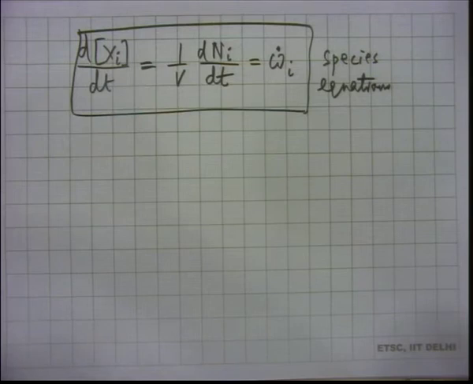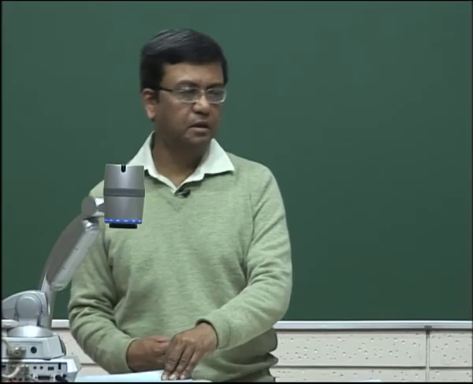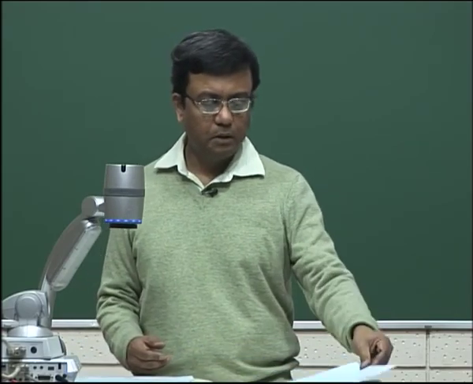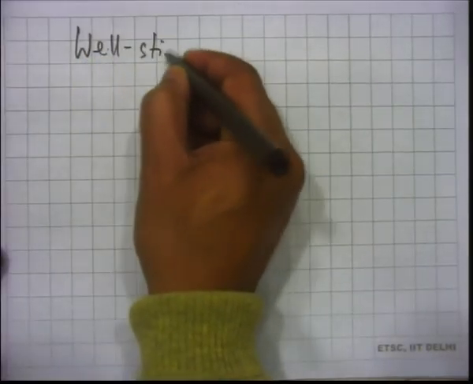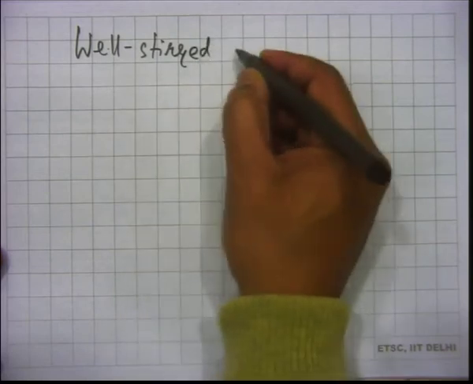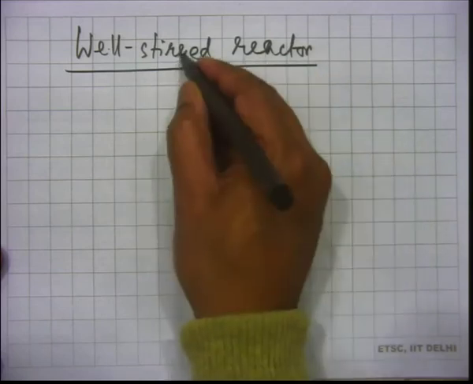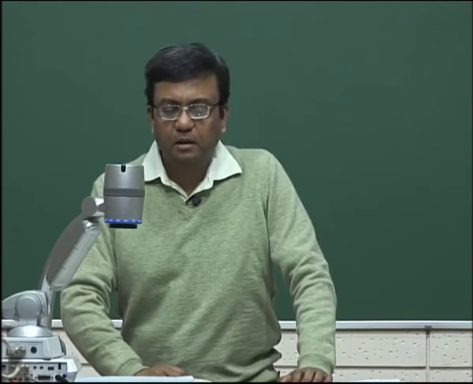Today we have a few minutes left, and I will try to bring up another kind of reactor. This is the last reactor that we will be doing. After that we will go to flames. So, there is something called a well stirred reactor. We had a constant pressure reactor, we had a constant volume reactor, now we are looking at a well stirred reactor.